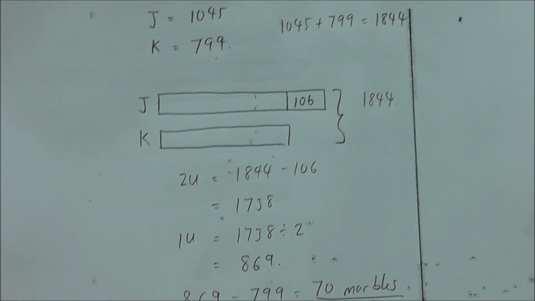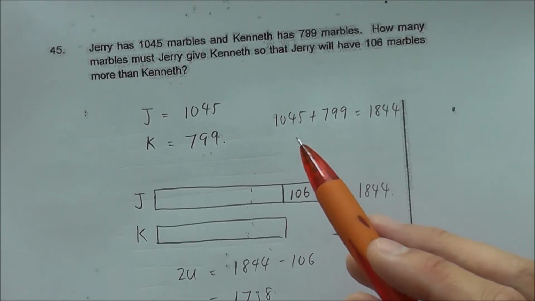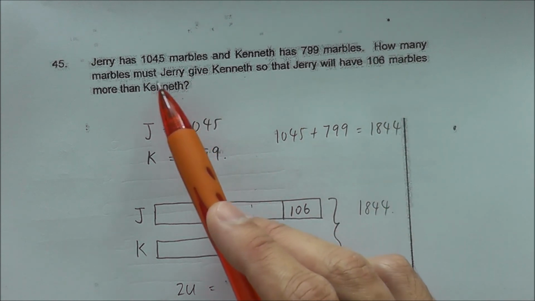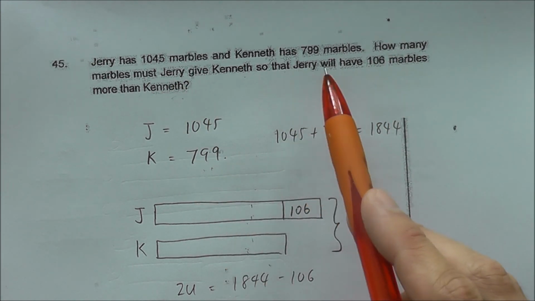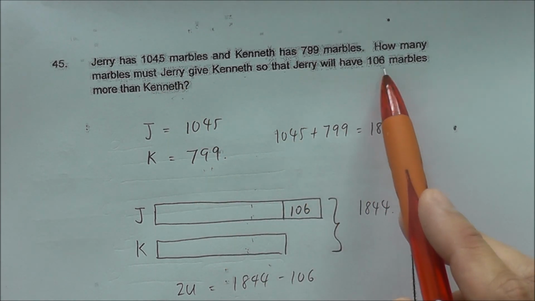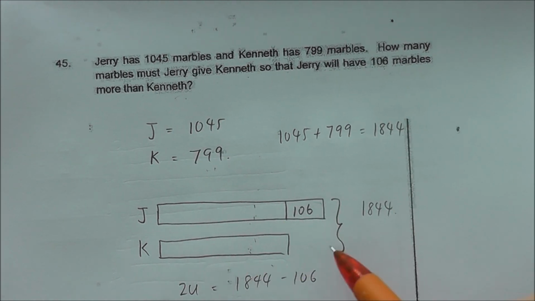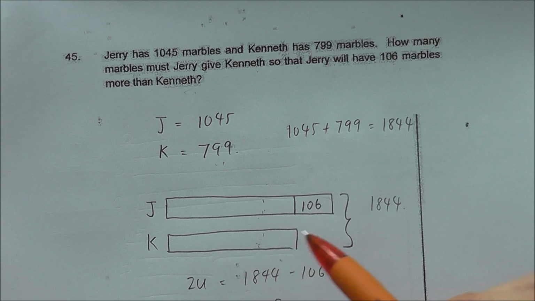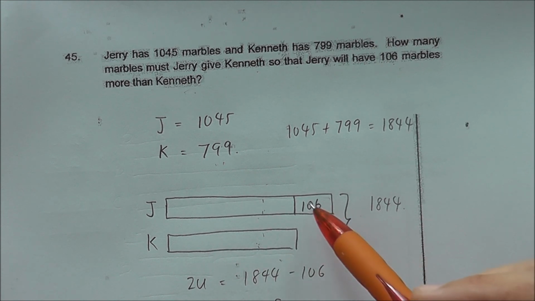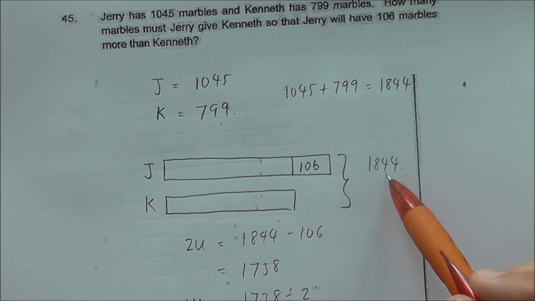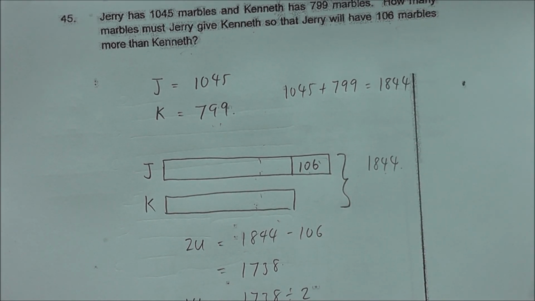So guys, look at this question. It's a bit tricky. It looks complicated, but if you look at the second part: how many marbles must Jerry give Kenneth so that Jerry has 106 marbles more than Kenneth? So it becomes something like this. And this is the very popular model that we need to draw. If let's say there's a difference and given a total, it's just 2 units equals the total minus the difference. Then we can find 1 unit, we can find Kenneth. Then of course with plus 106, I can find Jerry as well.